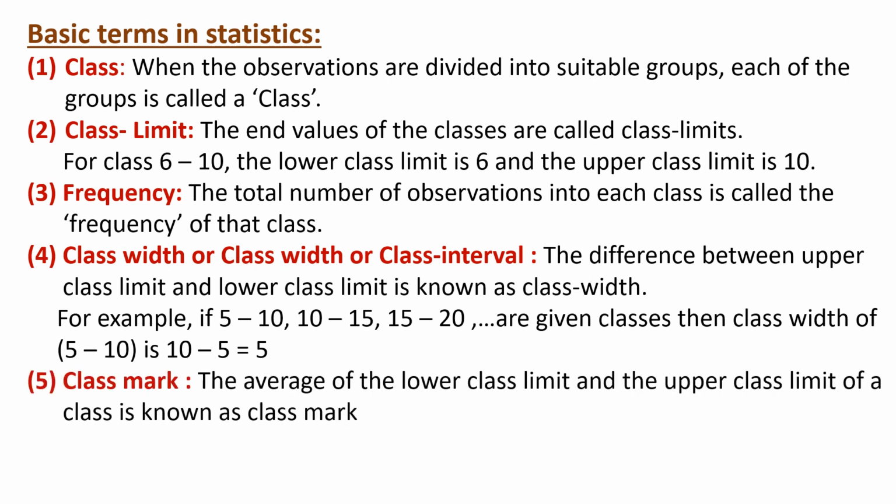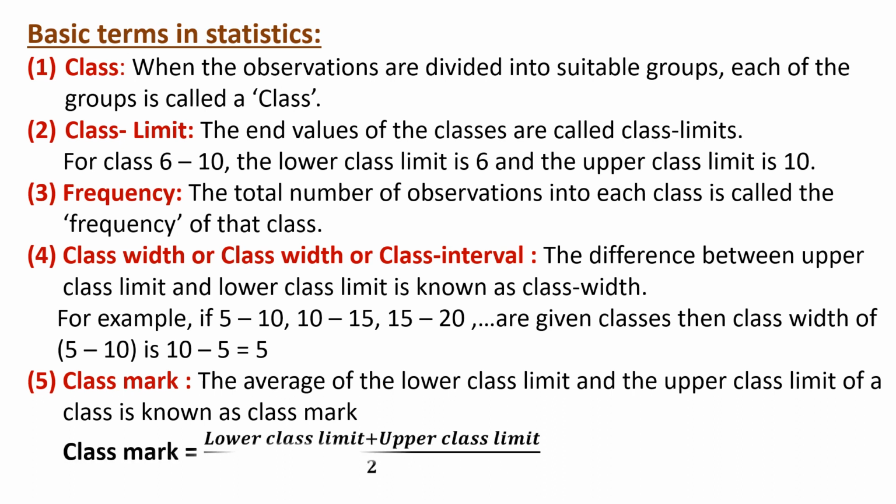Now class mark. What is class mark? The average of lower class limit and the upper class limit of a class is known as class mark. So we'll find class mark by using formula like class mark equal to lower class limit plus upper class limit divided by 2.